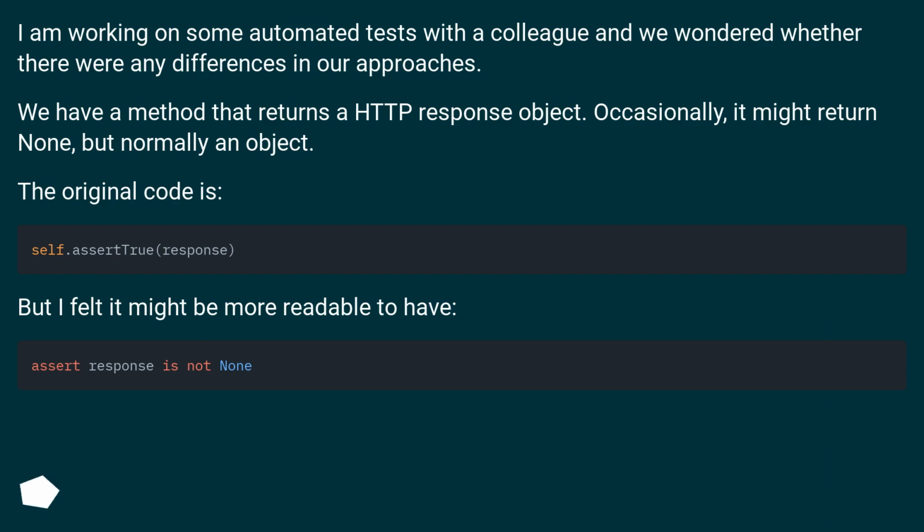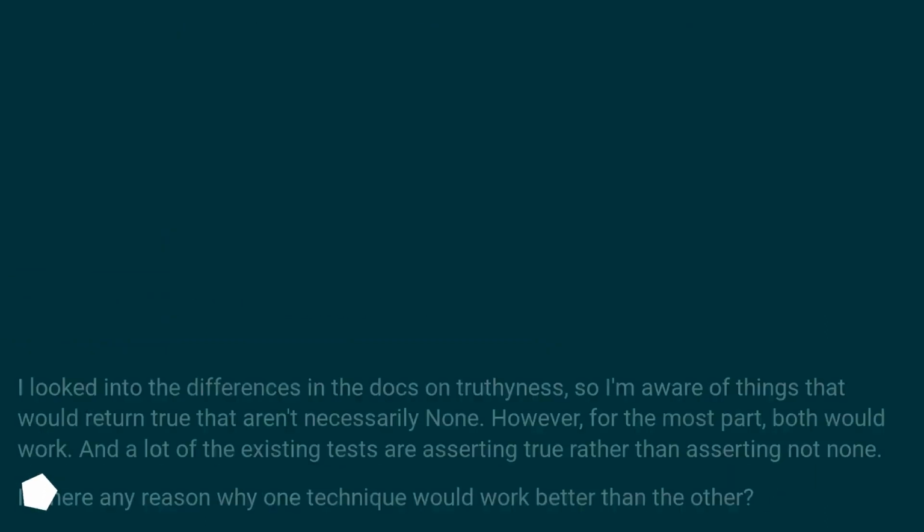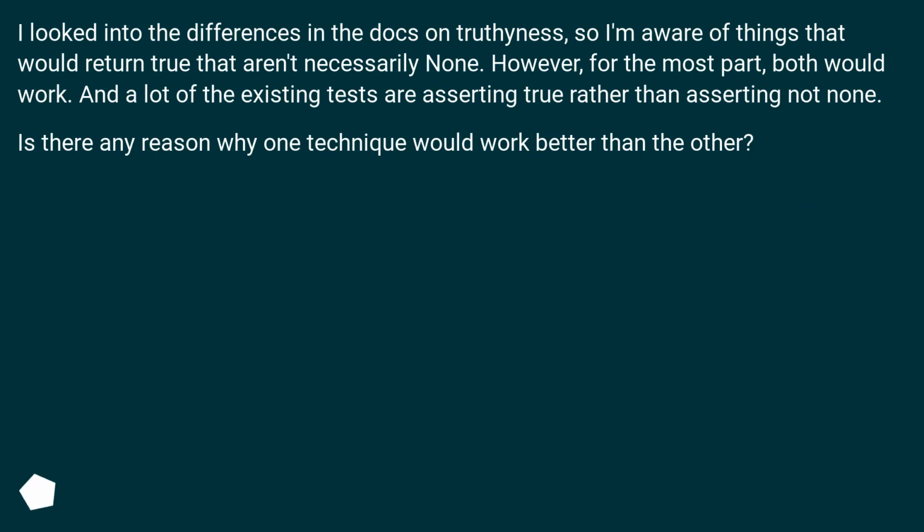But I felt it might be more readable to have. I looked into the differences in the docs on truthiness, so I'm aware of things that would return true that aren't necessarily none. However, for the most part, both would work. And a lot of the existing tests are asserting true rather than asserting not none. Is there any reason why one technique would work better than the other?